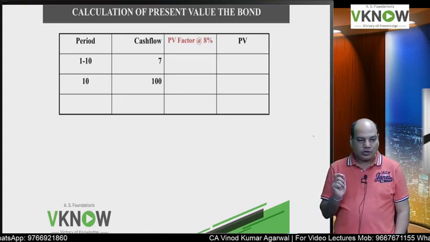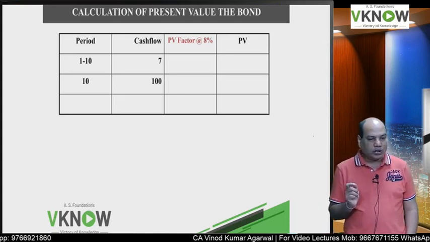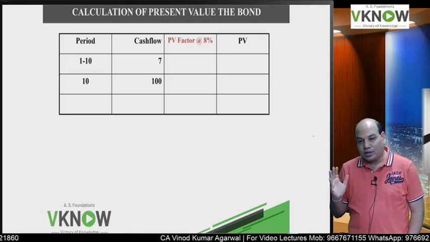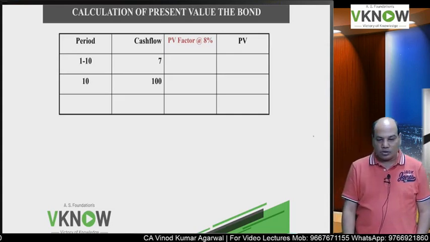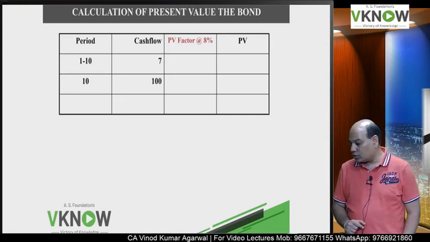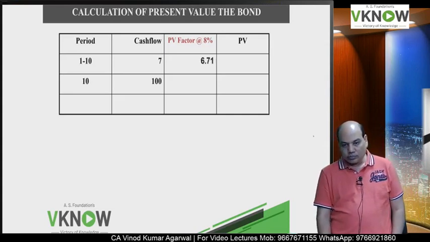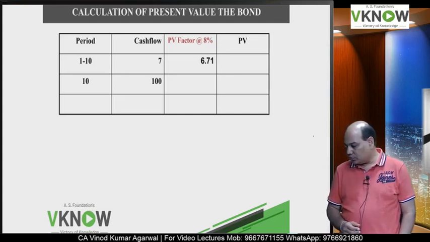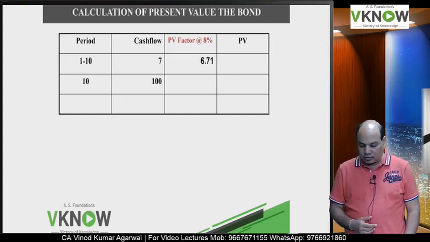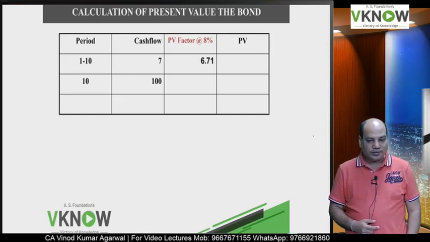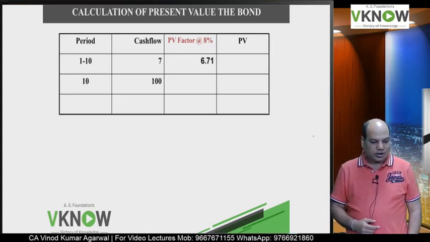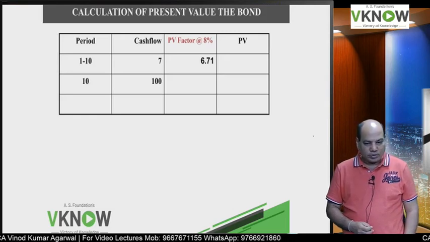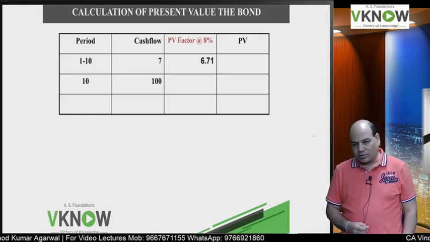1 divided by 1.08 equal to memory plus, 10 times. Then memory recall. Learn to use your calculator also fast. 6.71, approximately 6.71. Very good. Okay, 10th period, 8%. Come on, 10th period 8%. 1 divided by 1.08 equal to, press 10 times.